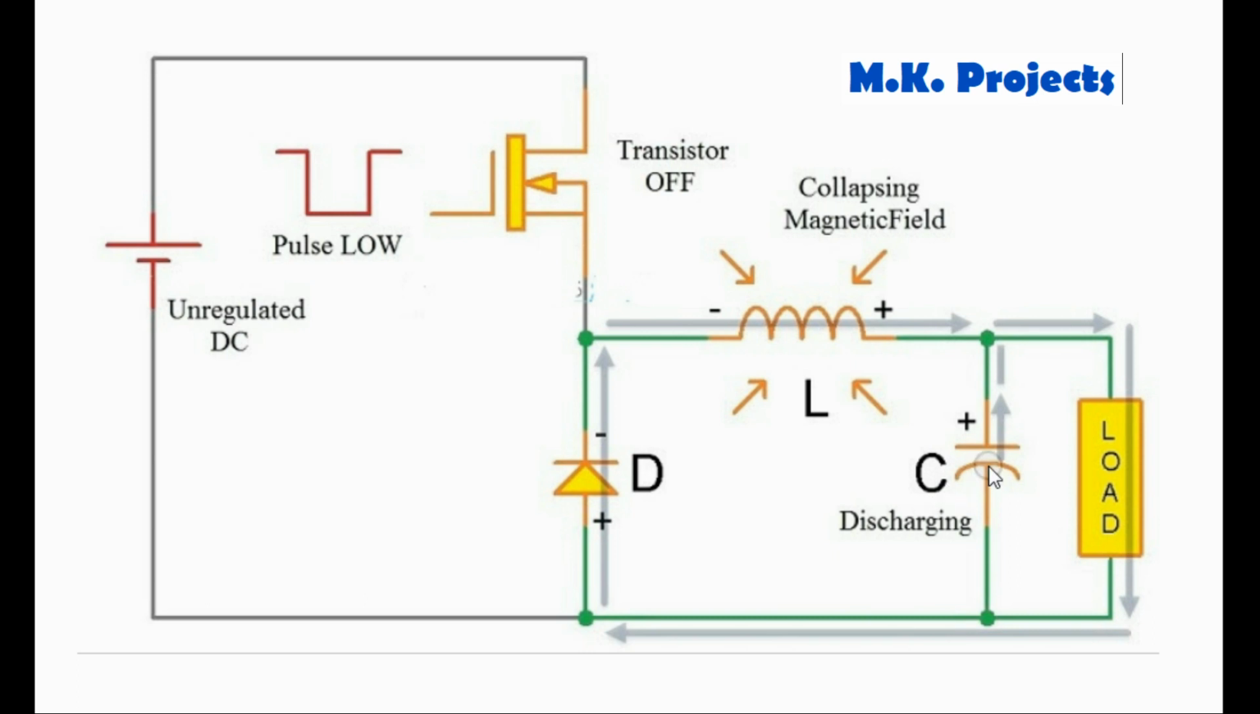So the capacitor C ensures that the voltage across the load remains fairly steady, while the inductor ensures that there is a continuous supply of current even when the transistor is off.